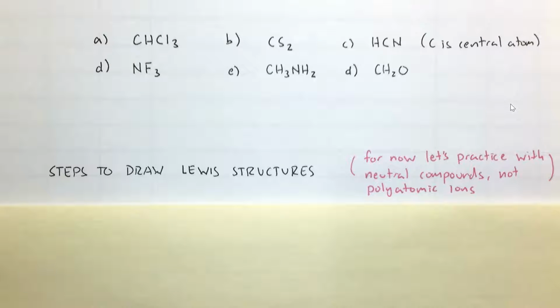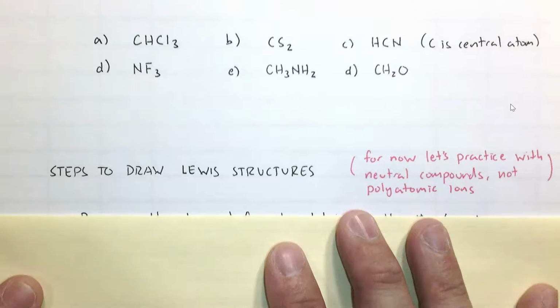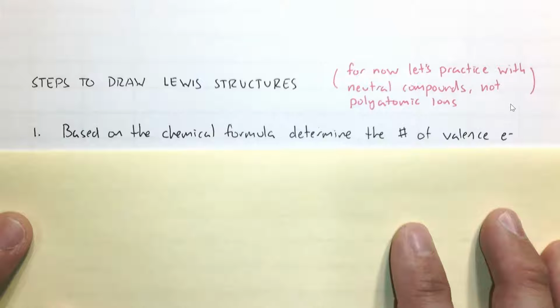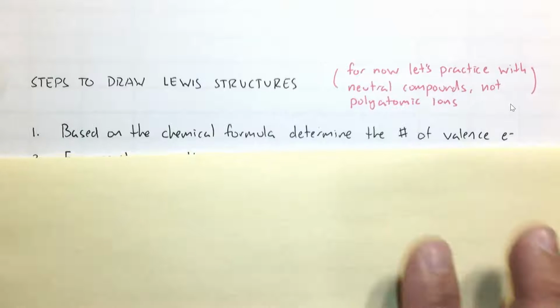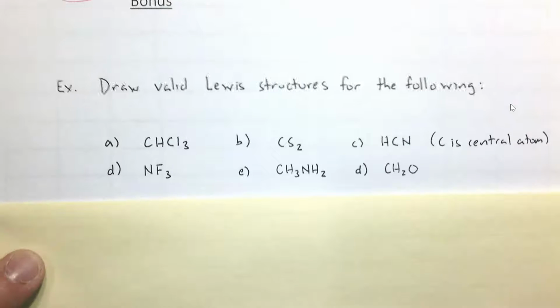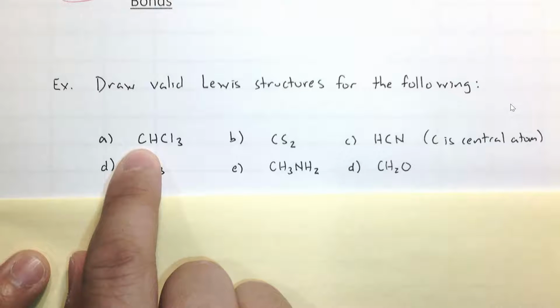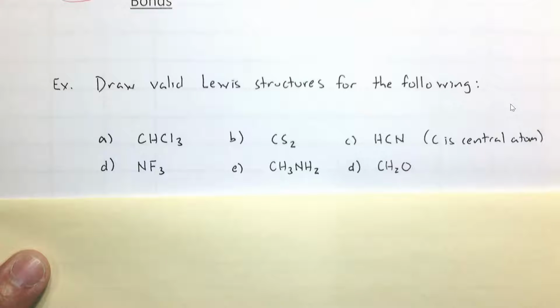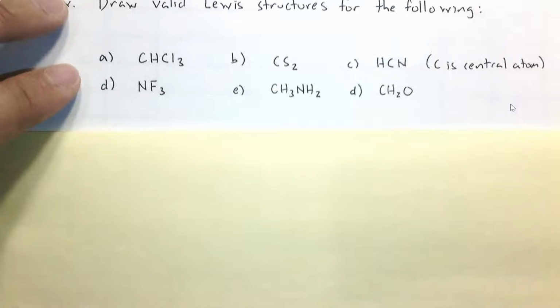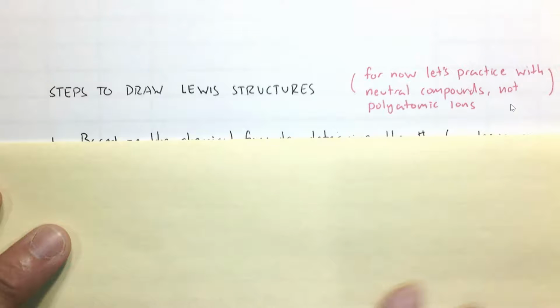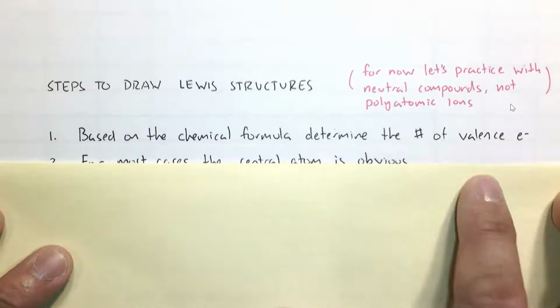Okay, first rule. Let's call these guidelines actually, or steps. Based on the chemical formula, determine the number of valence electrons. So for each of these examples, we are going to determine the number of valence electrons based on each atom. For instance, carbon has 4 valence electrons, hydrogen 1, and so on. You don't need to know the structure before you figure out the number of valence electrons. That's just coming from the periodic table or your electron configurations for each atom. So you'll have a number. Go ahead and jot that down as the number of valence electrons.